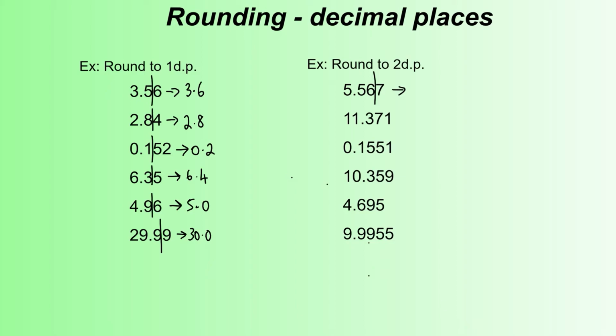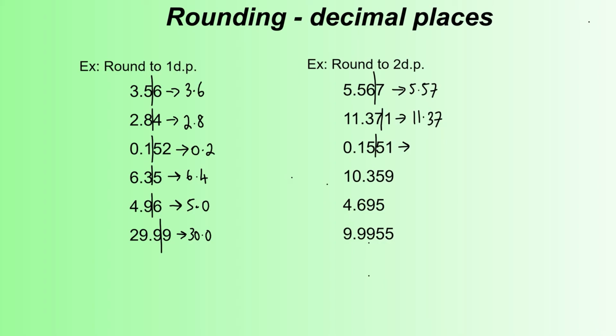So 5.567. The 7 tells us that we're going to round up, so it's going to go to 5.57 in this instance here. Next one, cut off after the second decimal place, and it's a 1 afterwards, after the cut-off point, so it's going to go down to 11.37. Okay, and again, when you're rounding down, you're not taking away one, you're just keeping the number before the line the same. Okay, the whole number is going down, that's why we call it rounding down, but we're not taking away one.